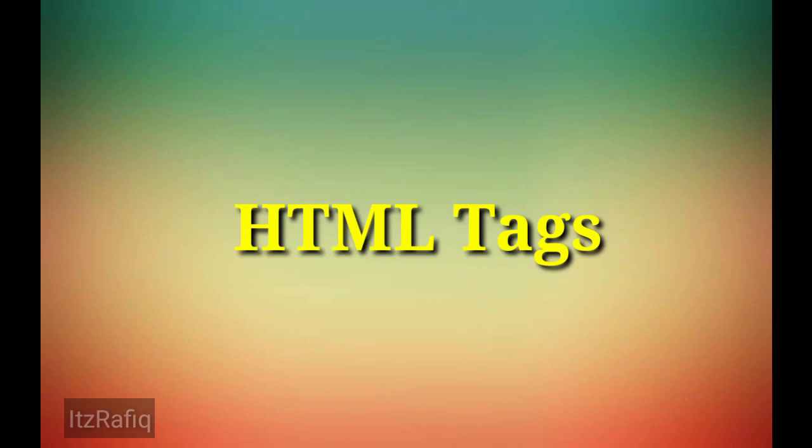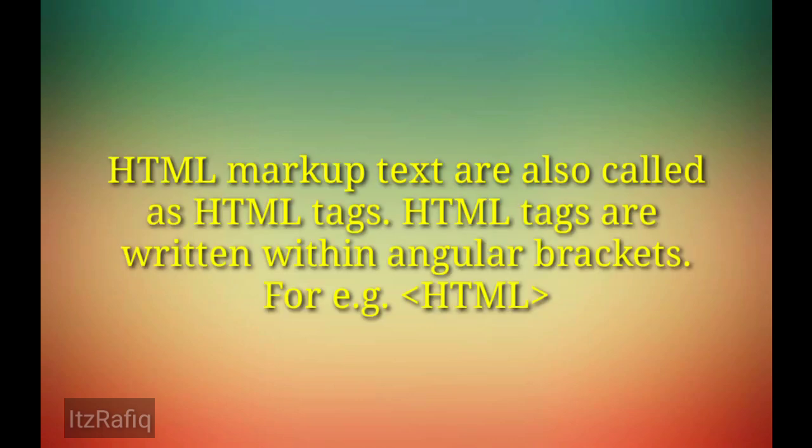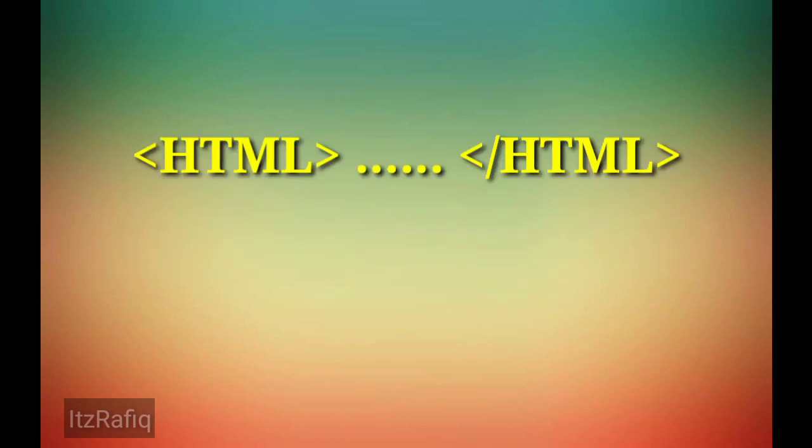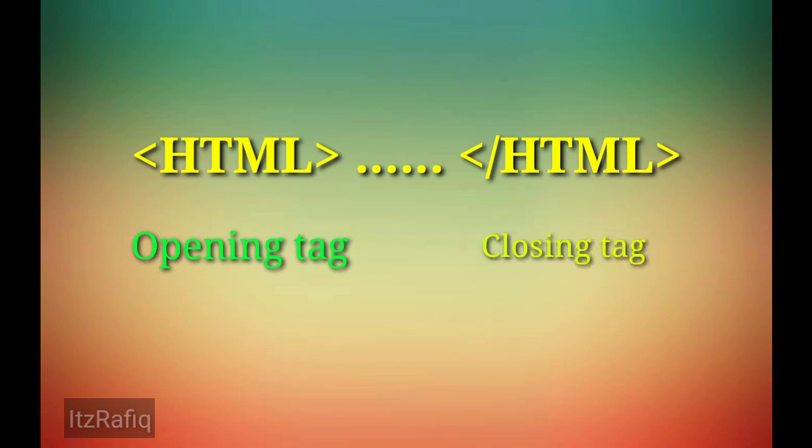HTML tags. HTML markup tags are also called HTML tags. These denote the various elements in an HTML document. HTML tags are keywords enclosed in a pair of angle brackets, that is, the less than and greater than symbols. These tags are usually paired, for example HTML and /HTML. The first one is known as the opening tag and the second one is known as the closing tag.